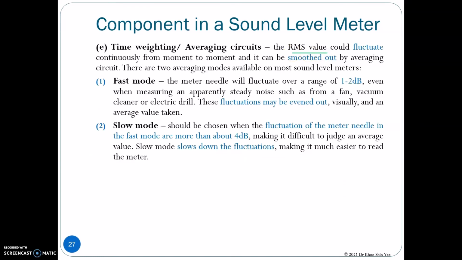The RMS value for the sound pressure could fluctuate continuously from time to time. Fast mode and slow mode are two averaging modes available on most sound level meters. Normally we use the fast mode for steady noise, such as the measurement from a fan, vacuum cleaner, or electric drill, where the RMS value fluctuates over a range of 1 to 2 dB. In this case, the fast mode time averaging can help to even out the fluctuation.